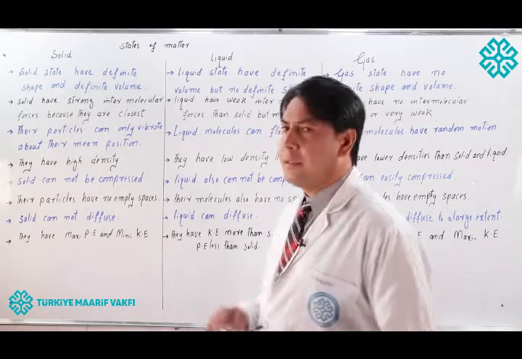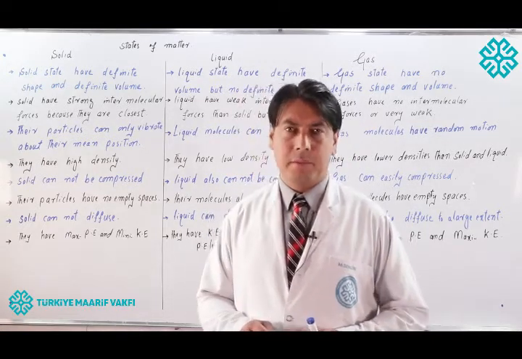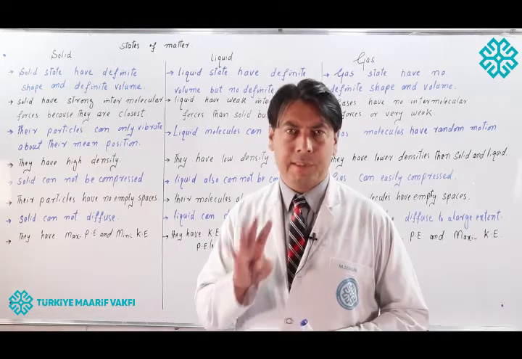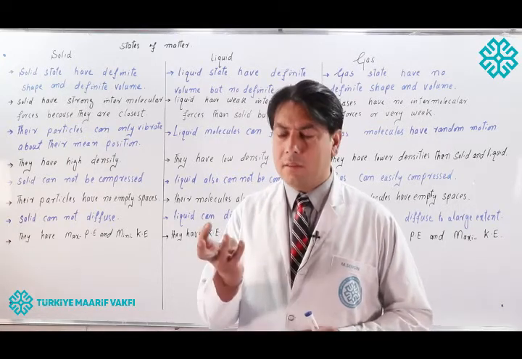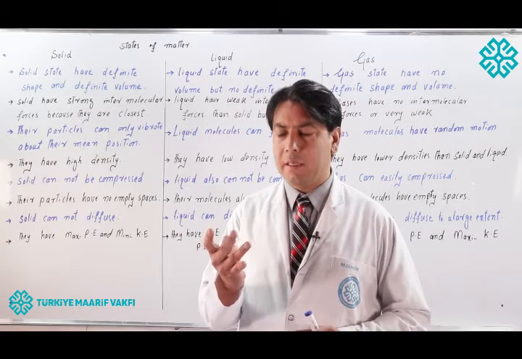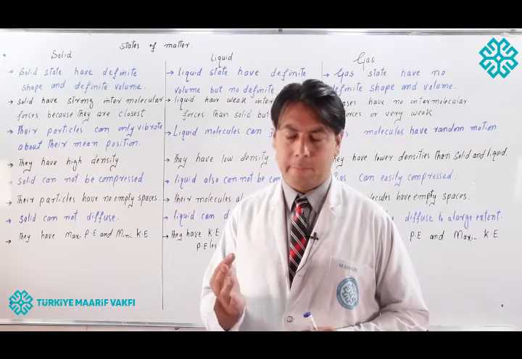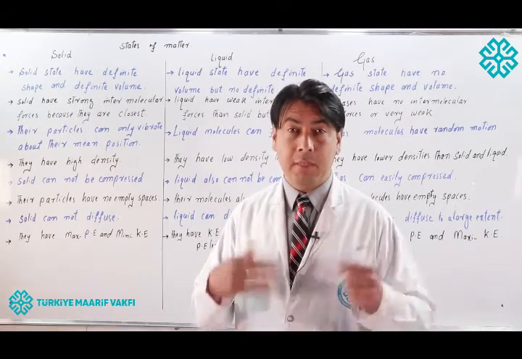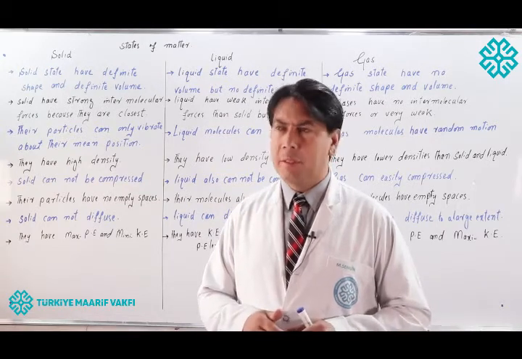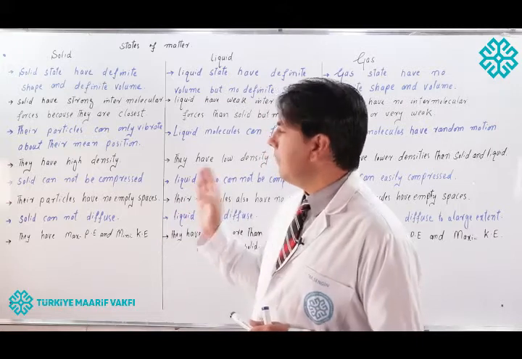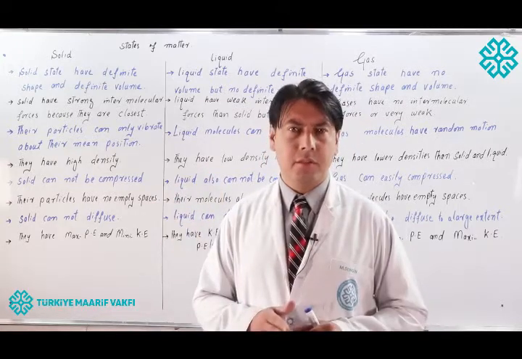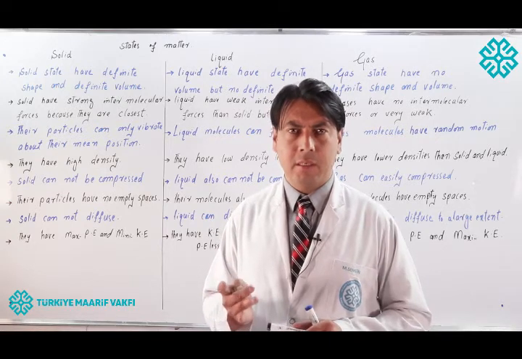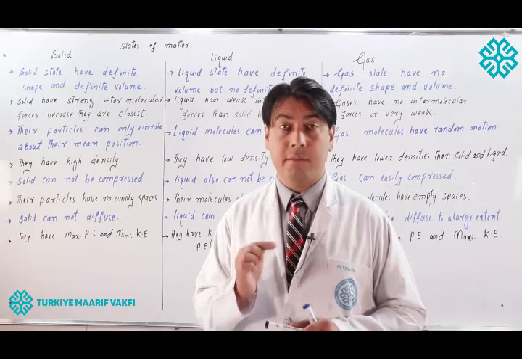Today we are discussing the states of matter. Basically there are four states of matter: solid state, liquid state, gaseous state and plasma state. The fourth state, plasma state, is the ionized state of matter. But here in our chapter we will discuss only the three states of matter: solid state, liquid state and gaseous state.